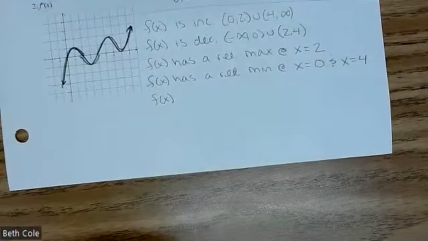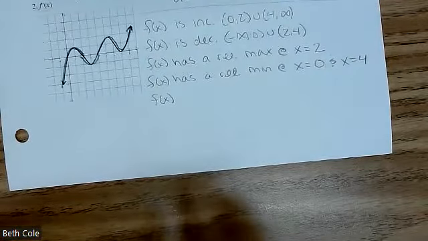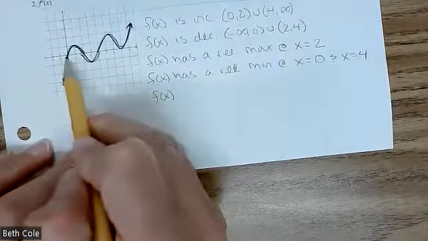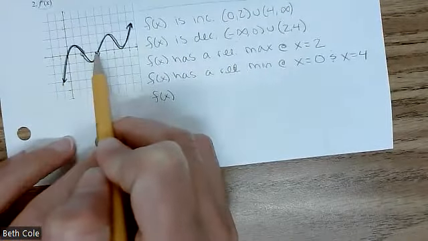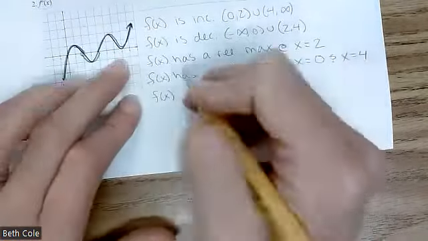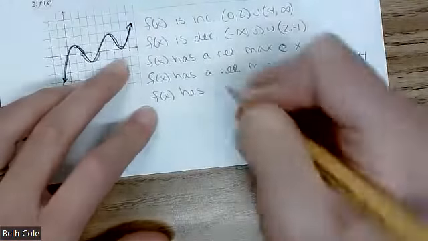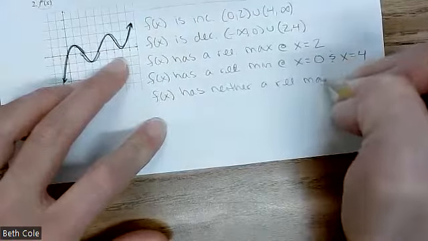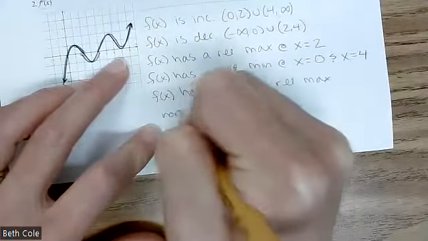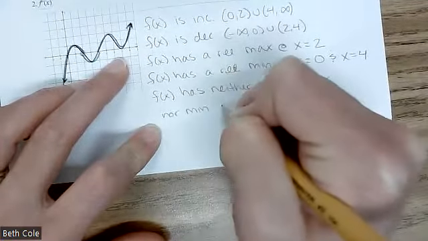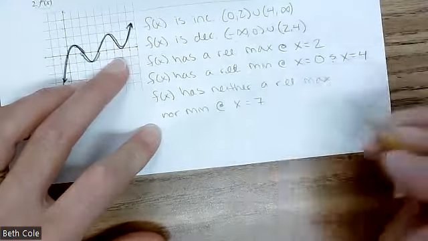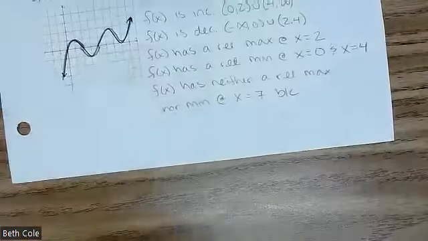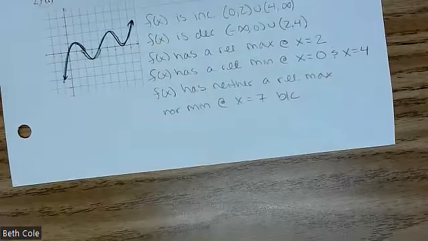There's one more critical point, and you have to address that. Where is the other critical point? Because we did 0, 2, and 4. Where's the other one? 7. F of x has neither a relative maximum nor minimum at x equals 7. And we will write out the because statement for this one because we didn't do one like this in the previous question.